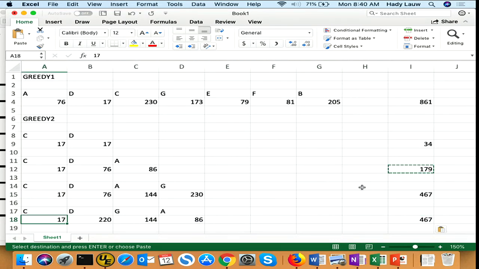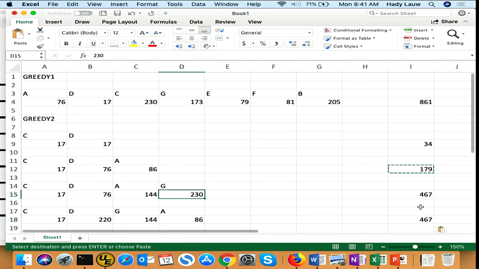So now we see that we have two options. Both of them are 467. We can also see that they are not actually identical. This is a different case than before with CDA or CAD, where they are exactly identical. In this case, the distances are slightly different. It just so happens that the total sum is the same. When you run into this kind of situation, you just need to pick one of them.